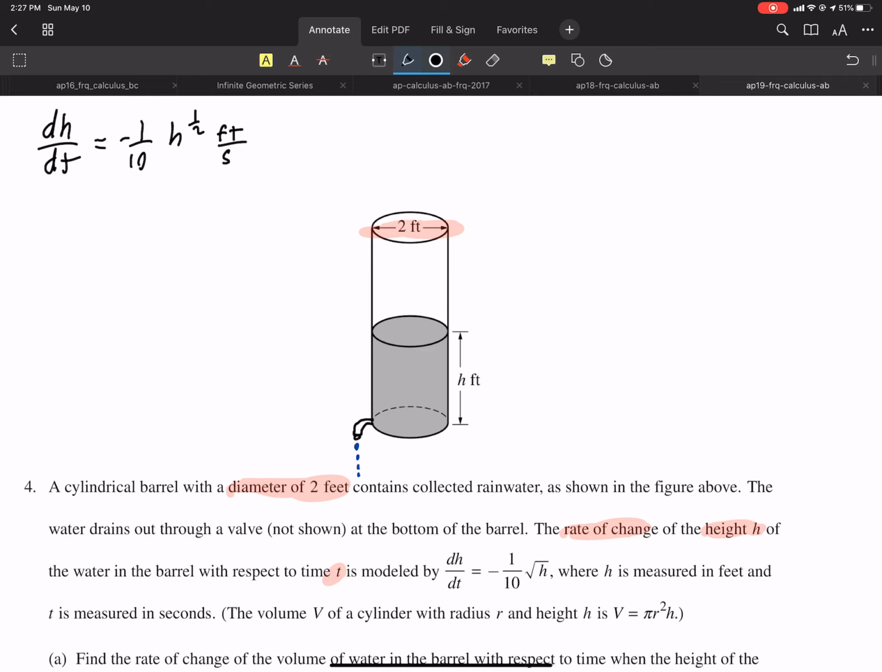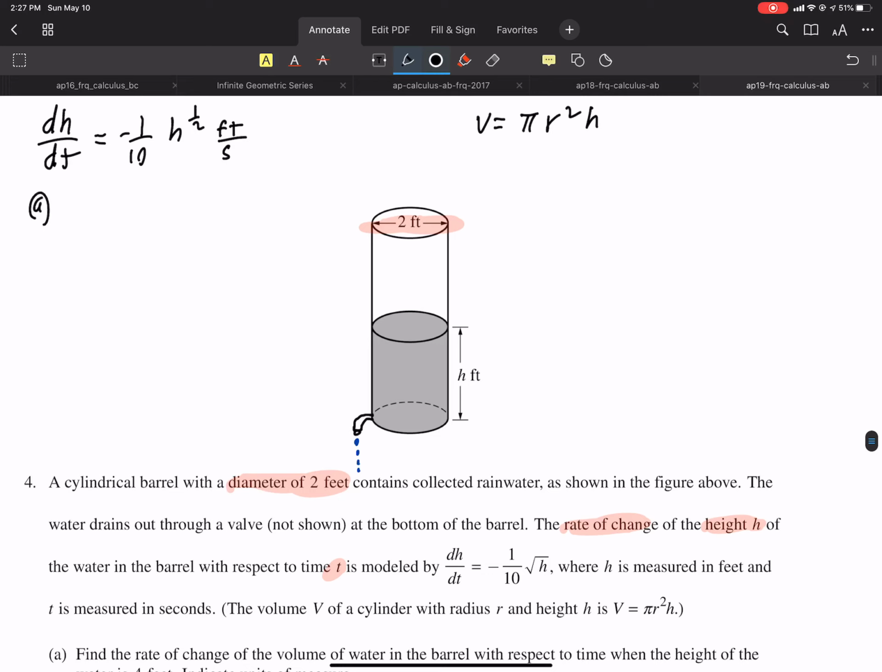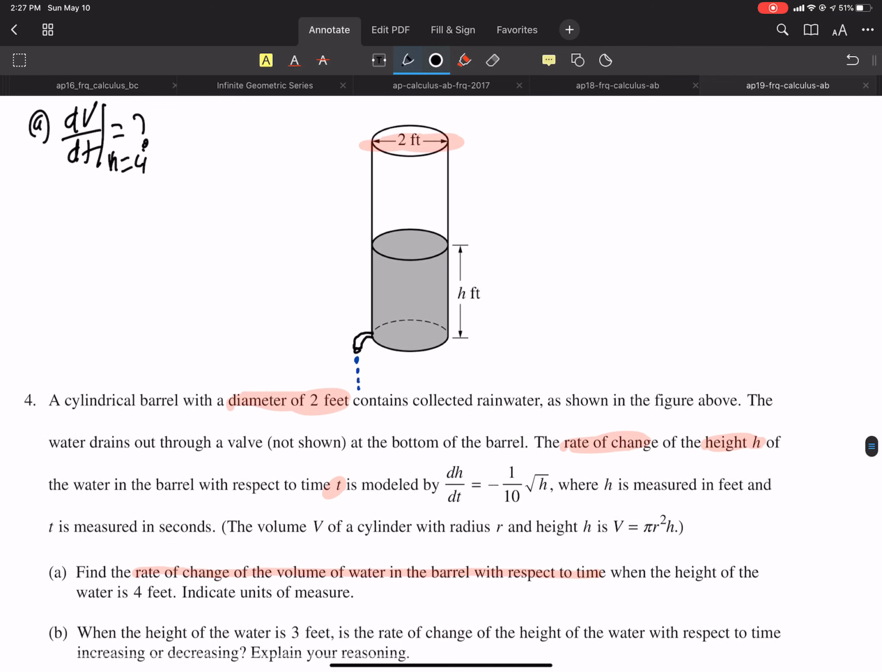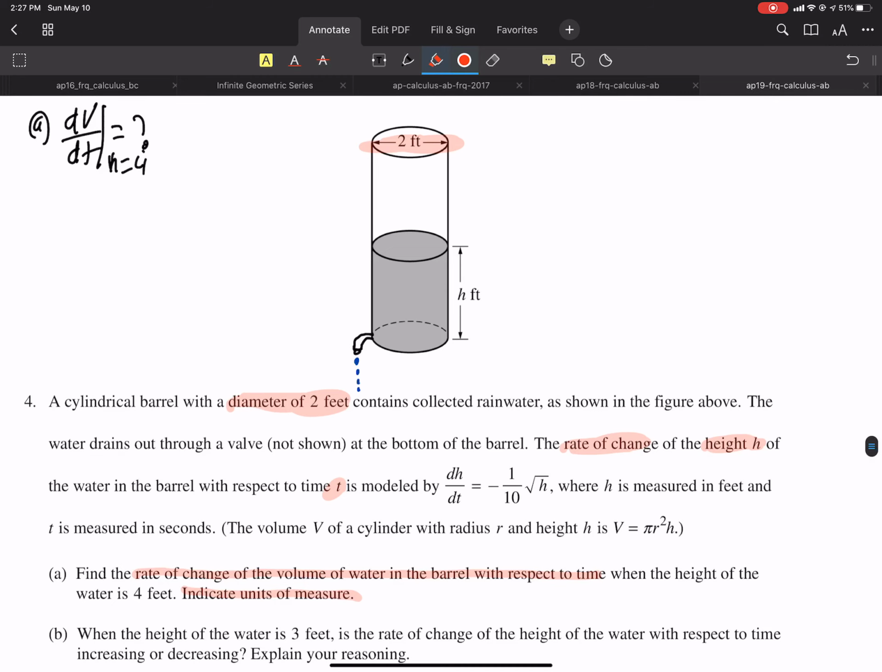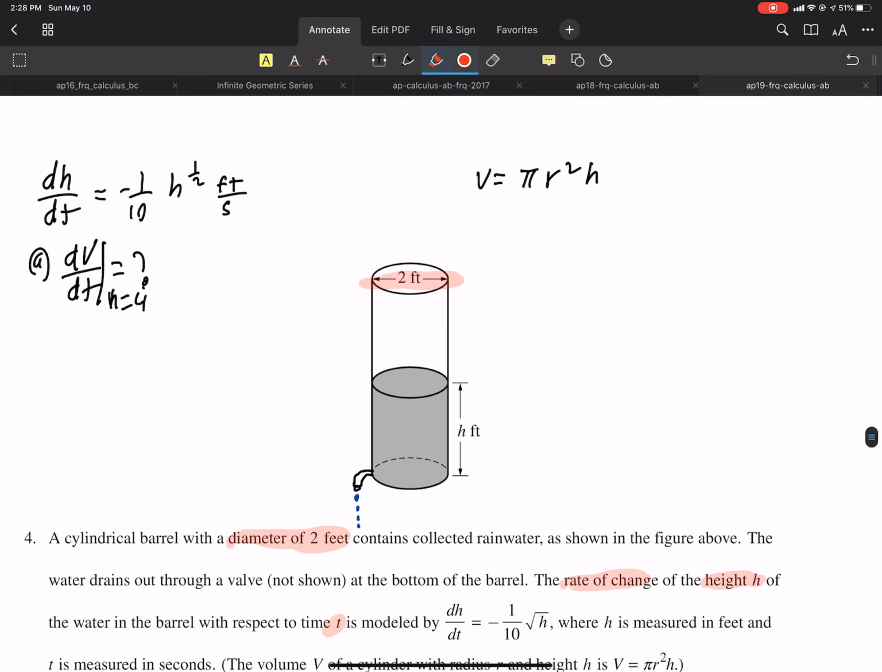And the volume of the cylinder, they give us that formula. How nice of them. The volume is the area of the base, which is pi r squared, times the height. Now, part A is asking us to find the rate of change of the volume of water with respect to time. That's how fast volume is changing. So they're asking for dV/dt, when the height is 4. So when h equals 4 at that particular time. And very important, they want units of measure, so we can't forget that.